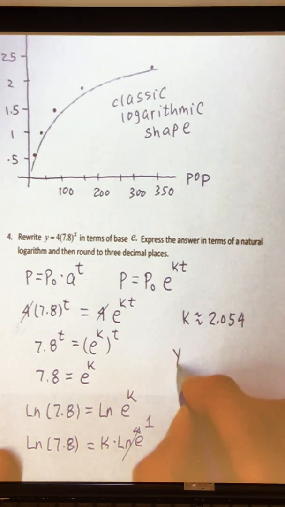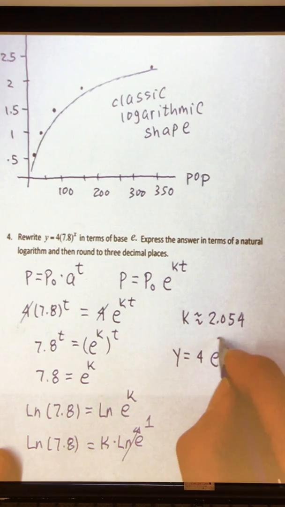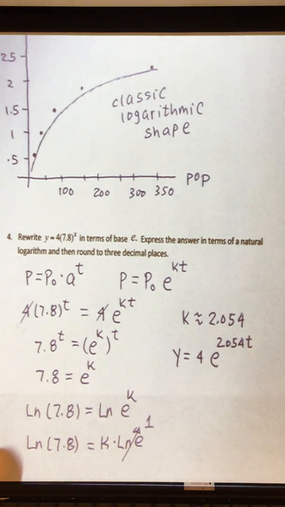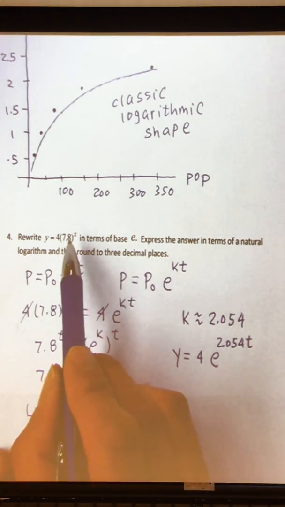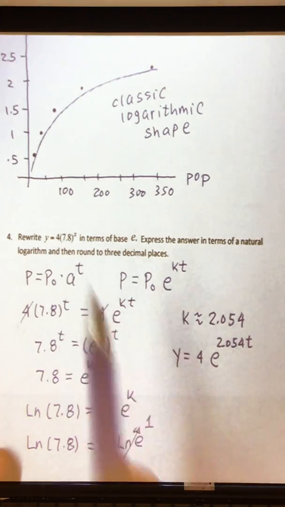So the exponential function y equals 4e to the 2.054t is exactly the same as the given exponential function y equals 4 times 7.8 to the x. This is continuous growth, and this is called discrete growth.